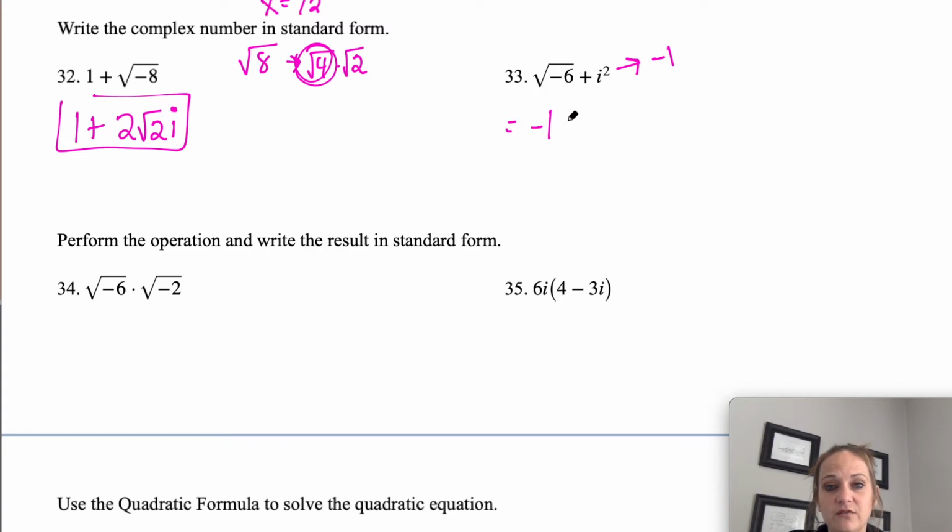So I'll get -1 plus, now the square root of a negative is going to give me an i. So I know i is going to be this answer. I cannot take the square root of 6, and I also cannot reduce it. So that would actually be my answer.